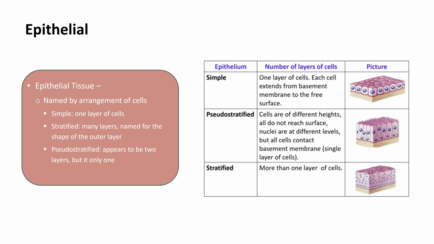Some more epithelial tissues, these are going to be named by the arrangement of the cells. You have your simple, one layer of cells. Each cell extends from the basement membrane to the free surface. And your pseudostratified, your cells are of different heights. See how they kind of just fit together? It's more like a puzzle piece, and they do not all reach the surface, and your nuclei are at different levels, but all the cells are in contact with the basement. So you see they're all connected at the bottom, but then not at the top. And your stratified is more than one layer.